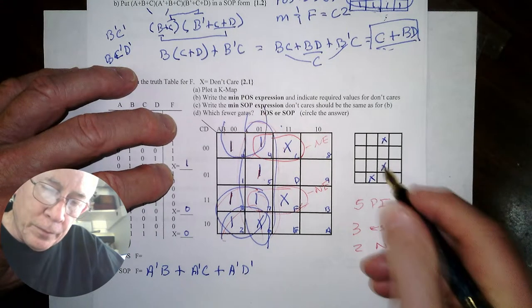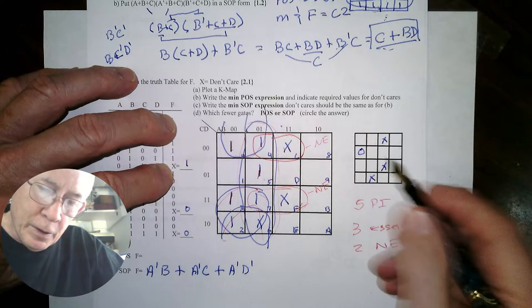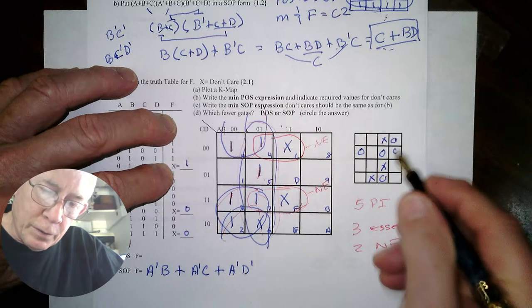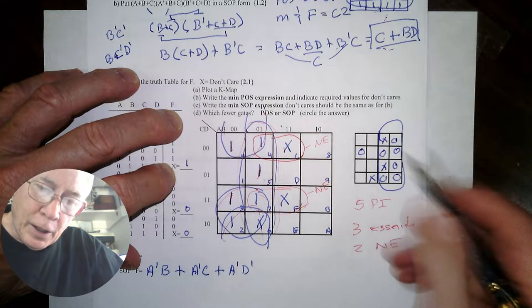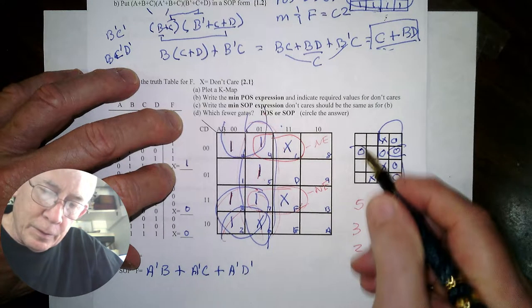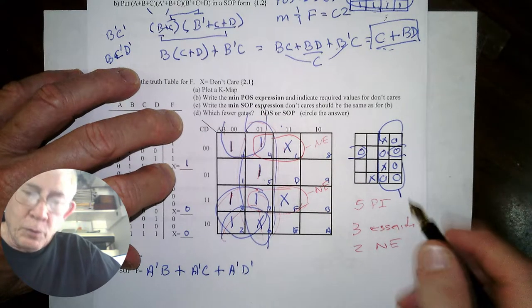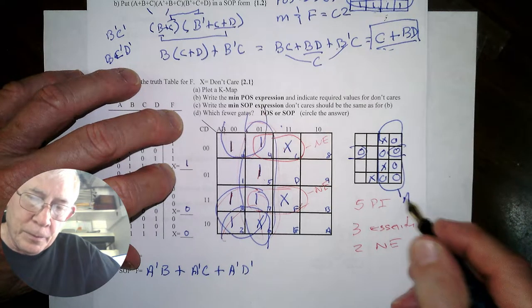Now if I plot the zeros, I still put in the don't cares, okay, because you might want to use them. And then I'll put in all the zeros. 0 here, 0, 0, and then zeros here. Now here, I'm going to have this, and I'm going to have this one wraparound. So this one, it would be A if they were ones, but since they're zeros, it'll be A prime.